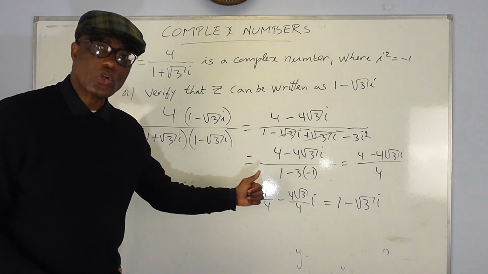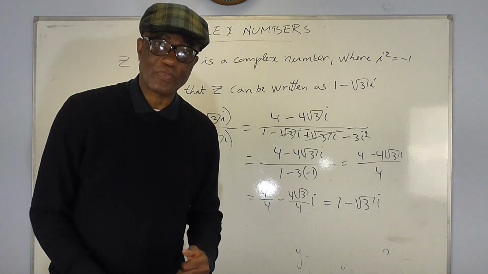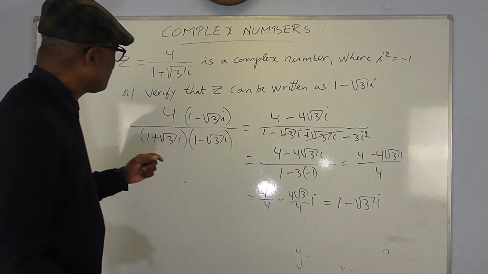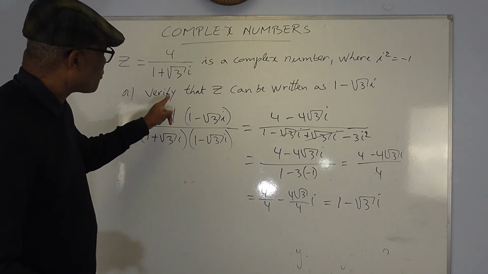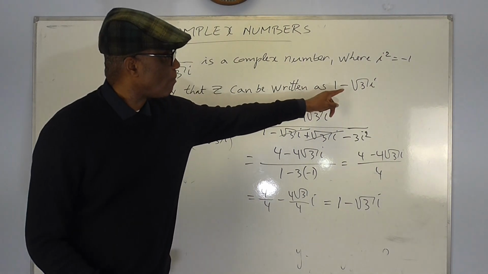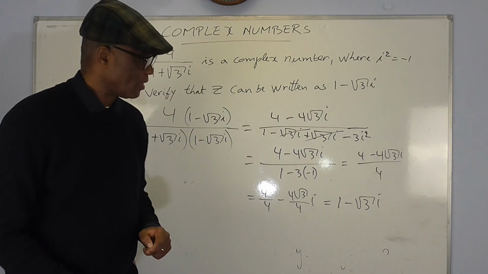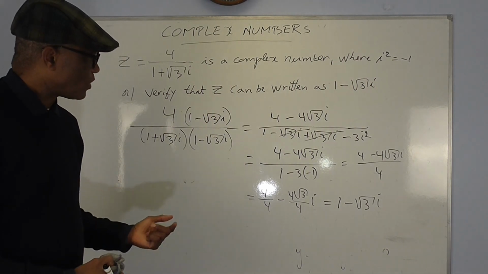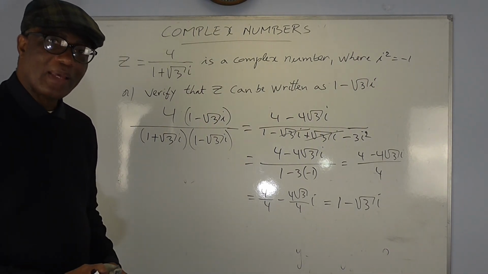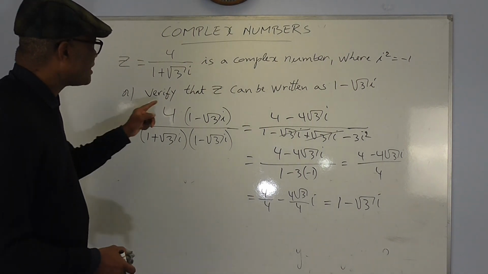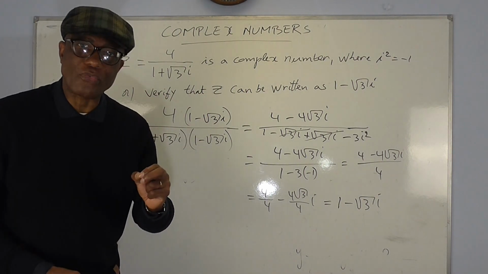Okay, we are going to solve now the second part of the question, because the first part was to verify that z can be written as 1 minus square root of 3i, and we have verified that. Then we are going to continue to write z in polar form.